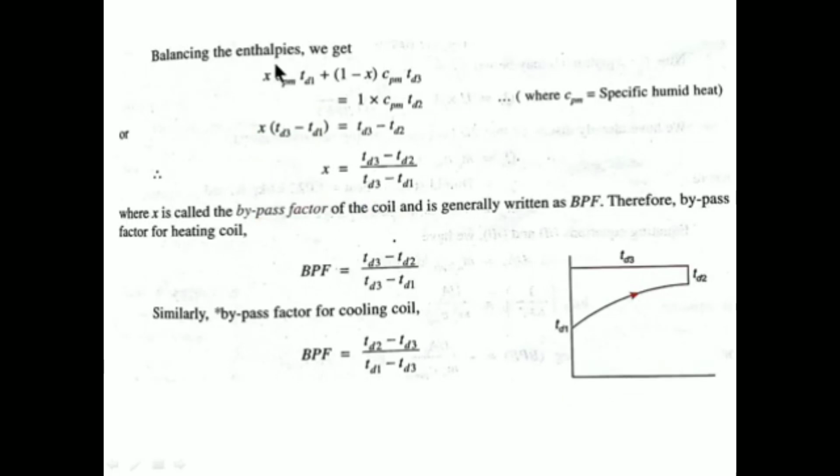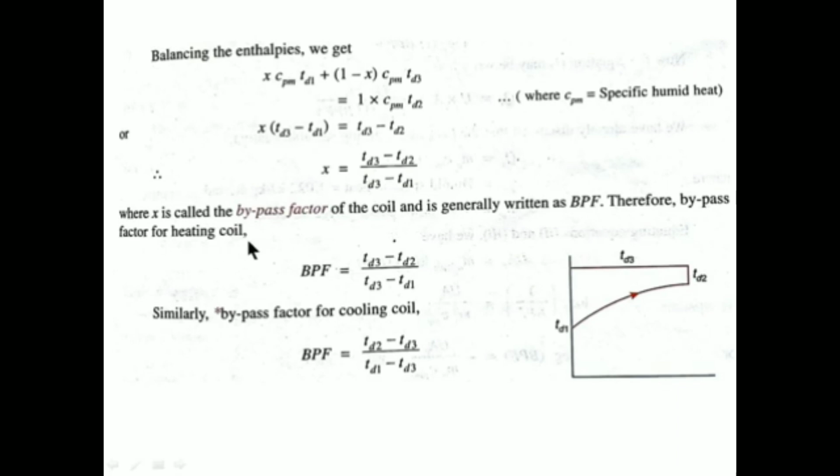So now balancing the enthalpies, we get this equation: X into CPM into TD1 plus 1 minus X into CPM into TD3 equals 1 into CPM into TD2, where CPM is the specific humid heat. So by simplifying this, we get X equals (TD3 minus TD2) upon (TD3 minus TD1), where X is called the bypass factor of the coil and it is generally written as BPF.